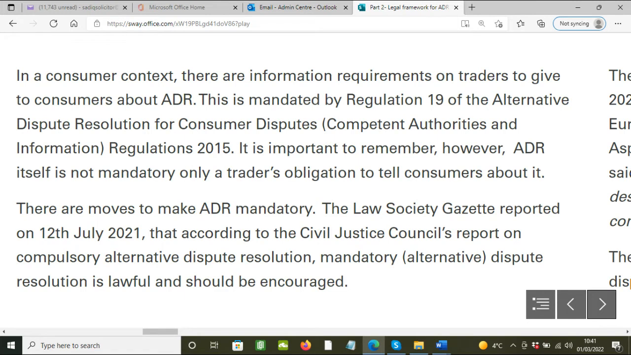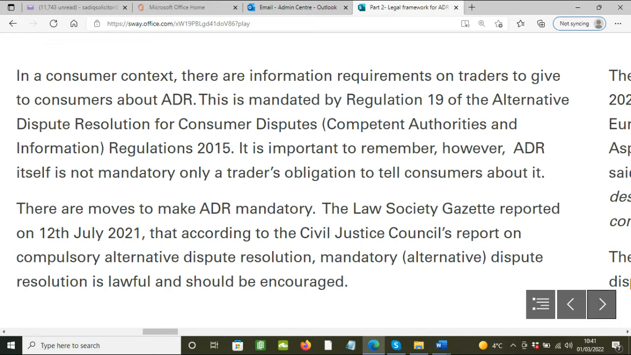In a consumer context, there are information requirements on traders to give consumers about ADR. This is set out by Regulation 19 of the Alternative Dispute Resolution for Consumer Disputes (Competent Authorities and Information) Regulations 2015. It is important to remember, however, ADR itself is not mandatory, only the trader's obligations to tell consumers about it. There are moves to make ADR mandatory.